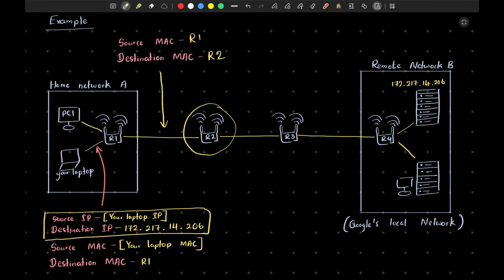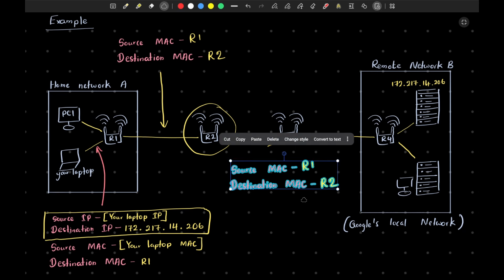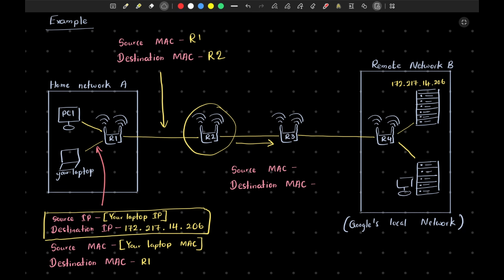Router 2 then checks whether this IP address resides in its network. It is not, so it will forward that Ethernet frame to the next router. Here also only the source and destination MAC addresses will be changed. The source address will be R2 and the destination MAC address will be R3. So it is this transaction, R2 to R3.